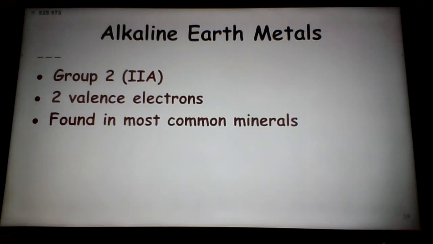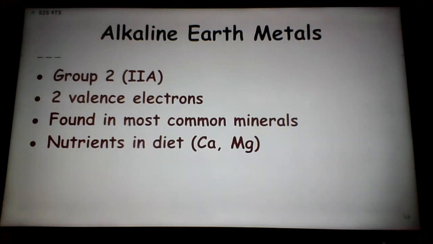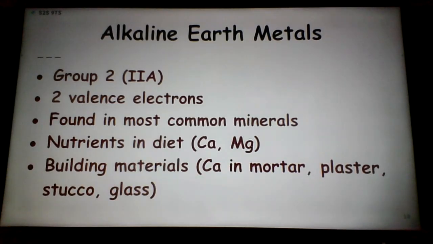Those are found in most minerals, and minerals are found maybe in the Earth's crust. They're also good nutrients in our diet. Our bones need calcium. Our teeth need calcium as well. They give us a lot of strength in our bones. Okay, magnesium may also be found to help fight heartburn and too much acid in the stomach. So many of these elements are also nutrients in our body.